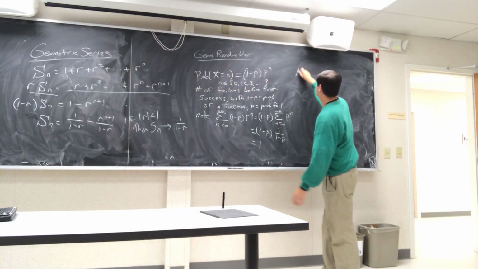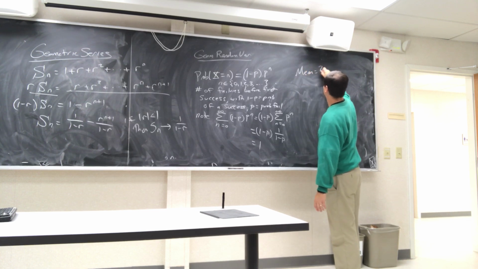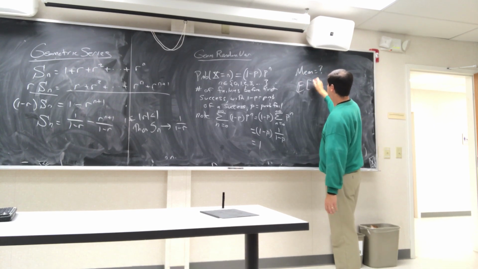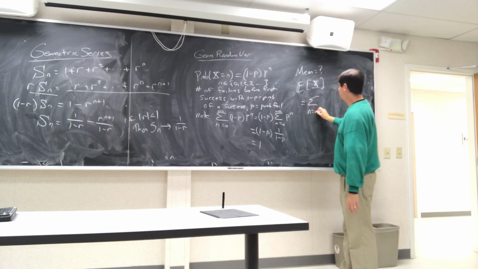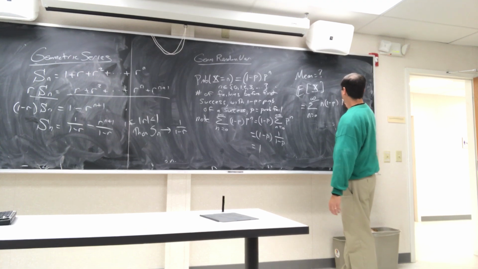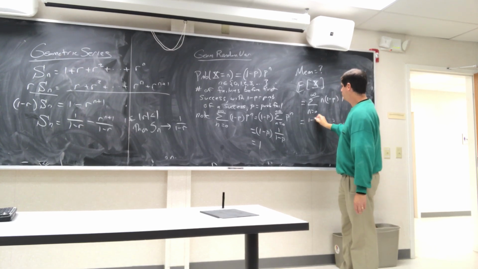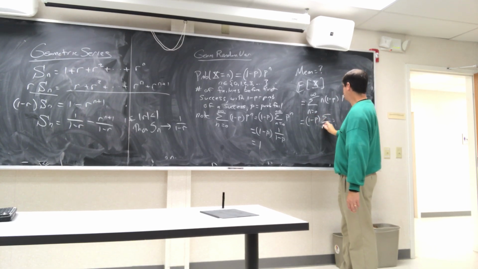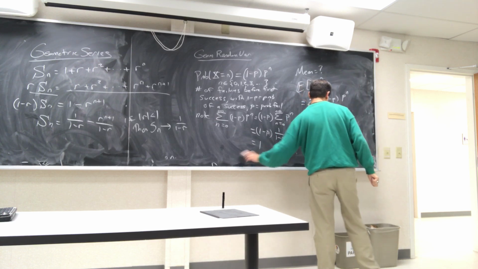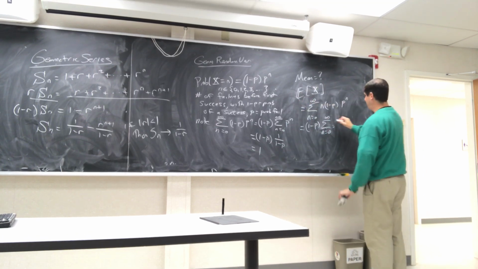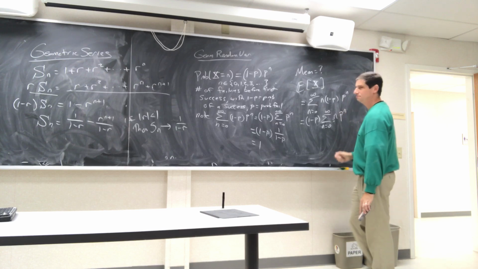Mean. So the mean, well, it's the expected value of x. So it's going to be the sum, n goes from 0 to infinity, of n times (1 minus p) times p to the n. So it's (1 minus p) times the sum, n goes from 0 to infinity, of n p to the n.